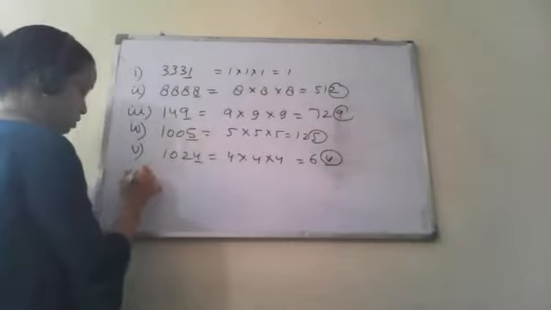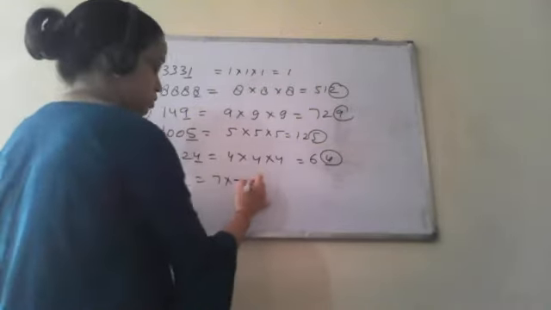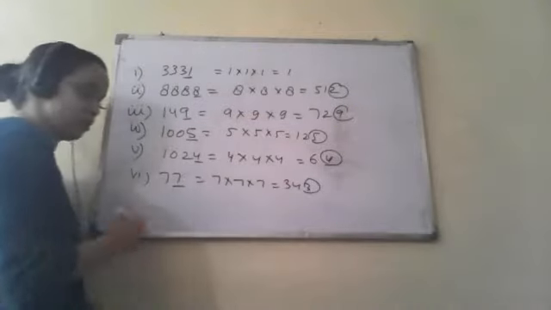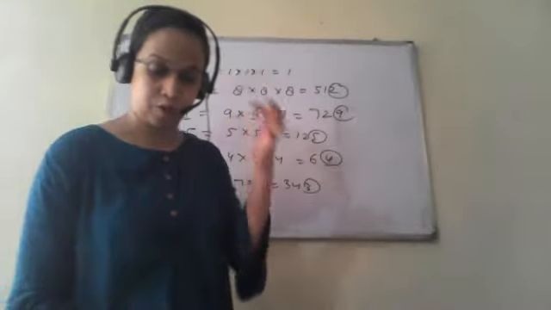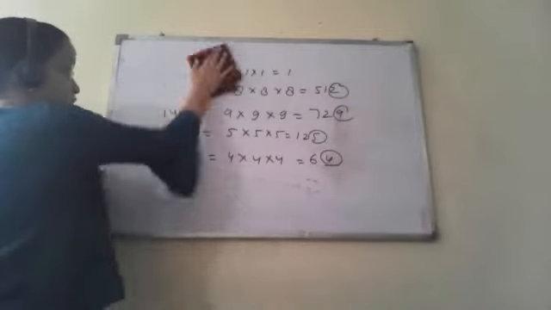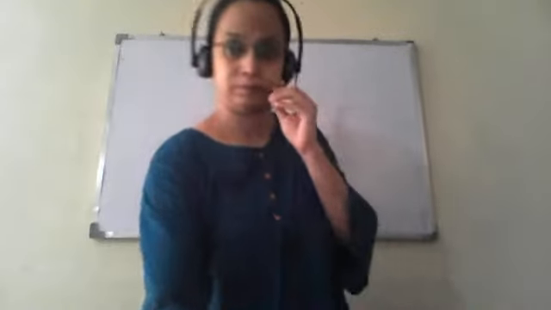Similarly 77, so it will be 7 into 7 into 7, that is 343. So the resulting cube of this 77 will have 3 at its unit place. I hope this is clear, how to find the unit place of the cube of a number without actual multiplication. Clear?